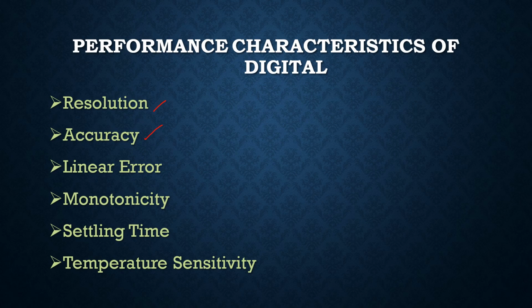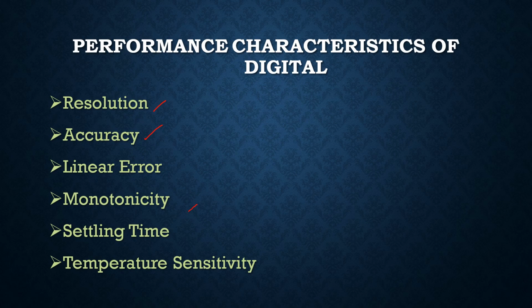Next we will move to monotonicity. A digital to analog converter is monotonic if it does not take any reverse step when it is sequenced over the entire range of input bits.